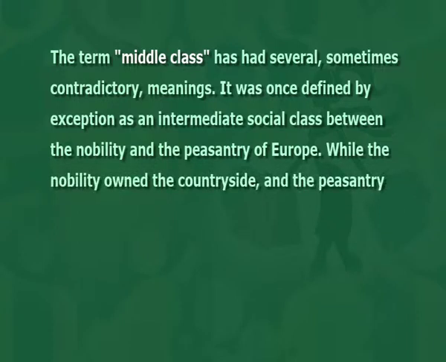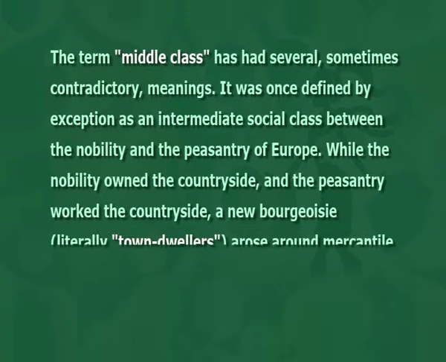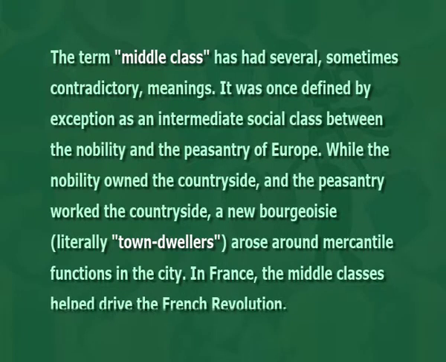While the nobility owned the countryside and the peasantry worked the countryside, a new bourgeoisie, that is literally town dwellers, arose around mercantile functions in the city. In France, the middle classes helped drive the French Revolution.